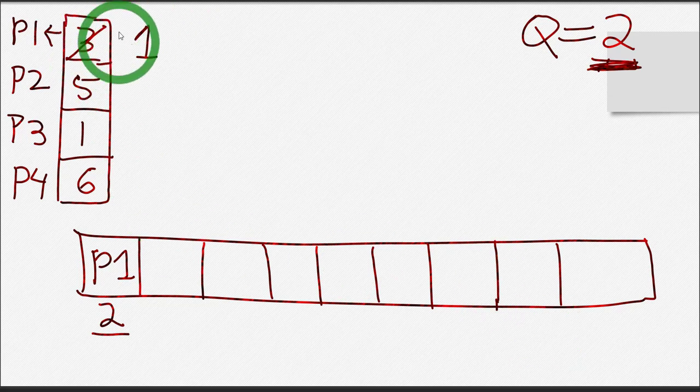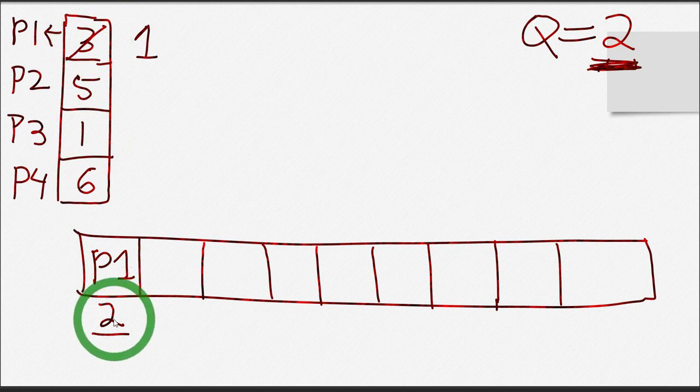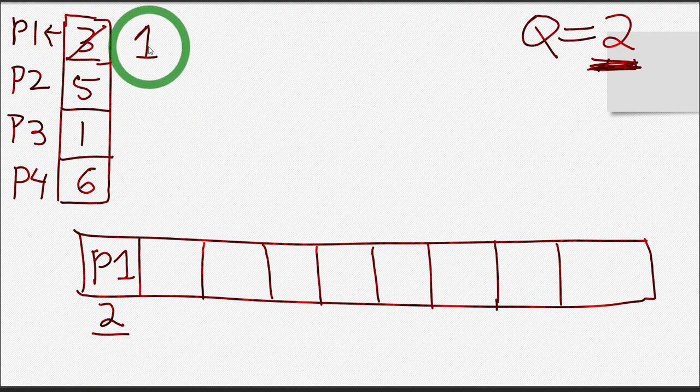what time is remaining now? That's 1. So its service time is 3. It ran for 2 units of time. Now, how much more time does it need? 1. Why? 3 minus 2 is equal to 1. So we will actually subtract the time quantum from the service time, right?